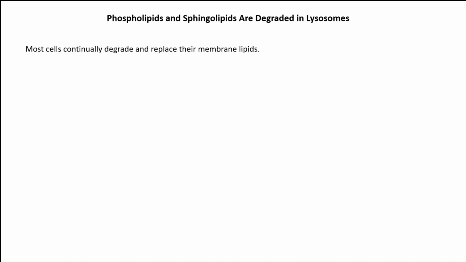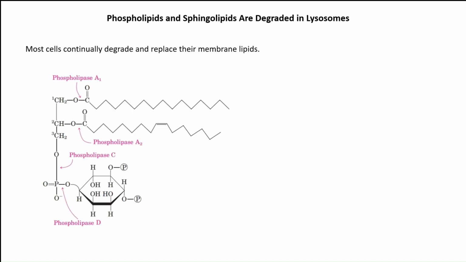Now, phospholipids and sphingolipids are degraded in the lysosomes. So they are continuously degraded and replaced. Different enzymes are present that can degrade phospholipids and sphingolipids. Like phospholipase A1, which degrades the bond shown here. Phospholipase A2, which degrades the bond between the second carbon and the fatty acid. Phospholipase C, which breaks this bond, and phospholipase D, the bond it breaks is shown here.